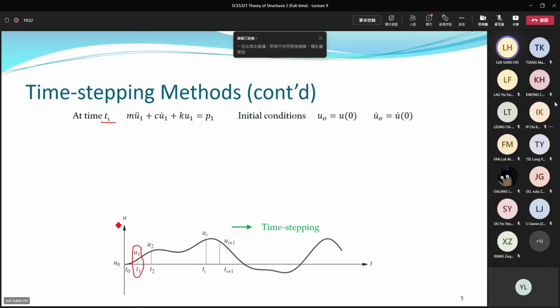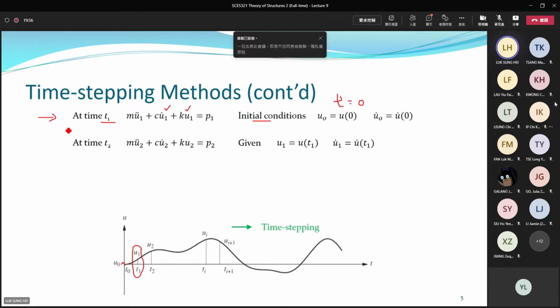To solve this equation, you need some initial conditions, just like free vibration. We have initial displacement and initial velocity. You should know what happened at the beginning of the structure, at time equal to 0. They are initial conditions. So you can use some method to solve this equation. Not easy, but at least it's solvable. If you have some additional information, then you can solve it. Solve for displacement, velocity, and accelerations. So equation 1 is okay, solvable.